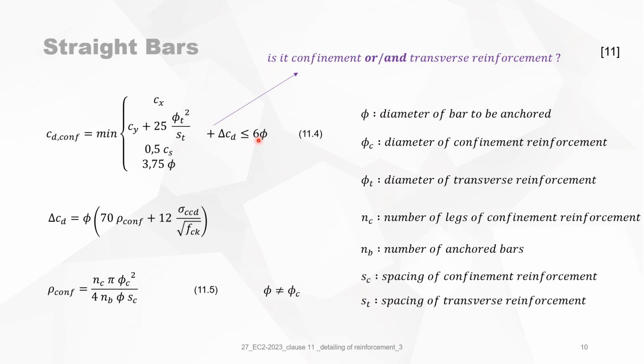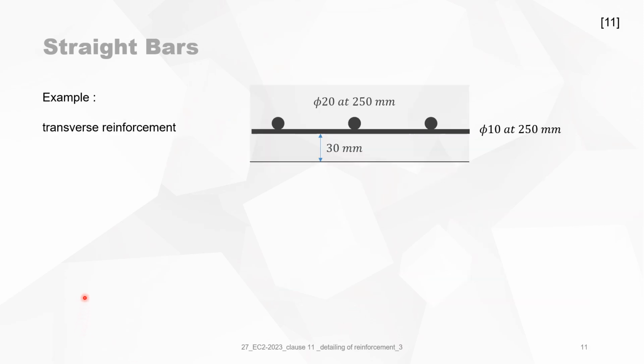Just for clarity, I explained the different elements. Phi was the diameter of the bar to be anchored. Vc was the diameter of confinement reinforcement. Vt the diameter of transfer reinforcement. Nc is the number of legs of confinement reinforcement. Nb is the number of anchored bars. Sc is the spacing of confinement reinforcement, and St is the spacing of transfer reinforcement. It makes it not simple, but let's make an example to make it clear.